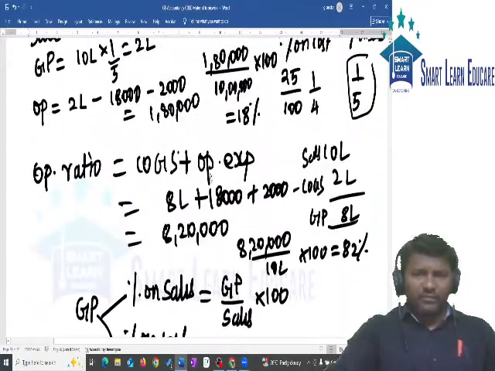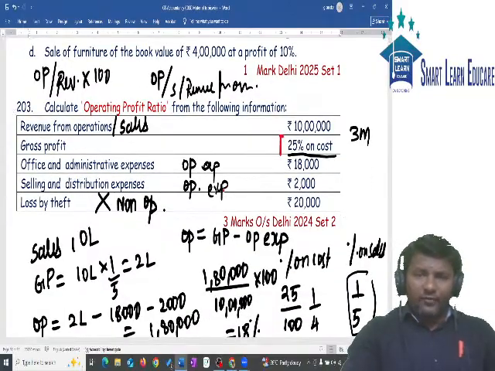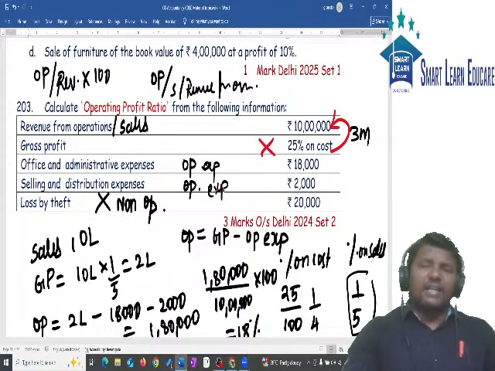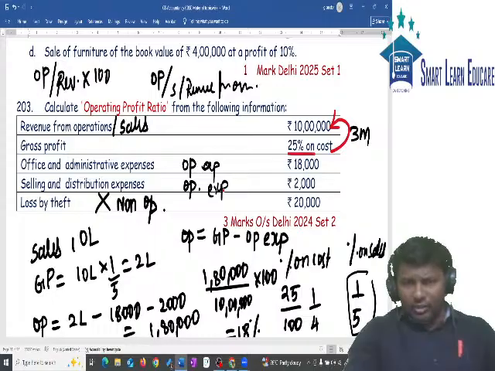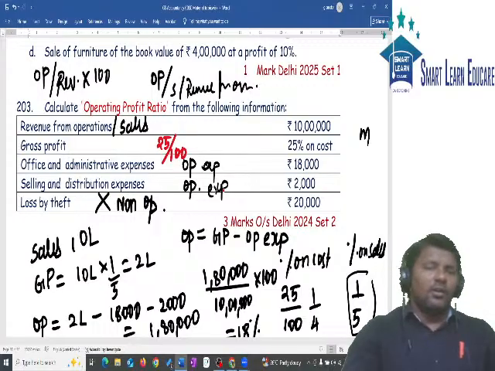Now come to this question. What has been said in this question? GP is given as 25% on cost. So this GP cannot be applied on the sales of 10 lakh; it cannot be applied as 25% on sales. So how do we convert this? 25% means 25 by 100. If you simplify this, 1 by 4.